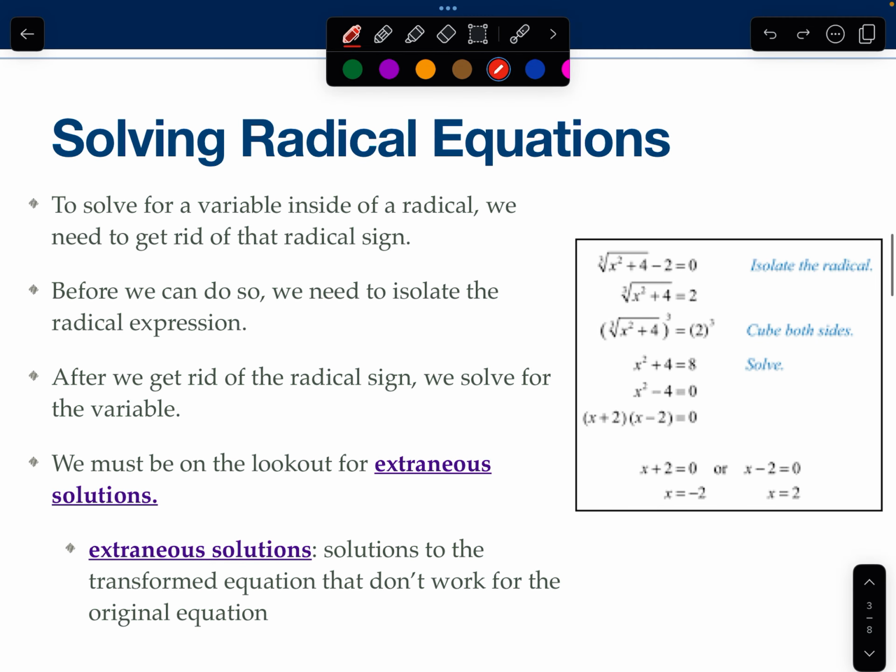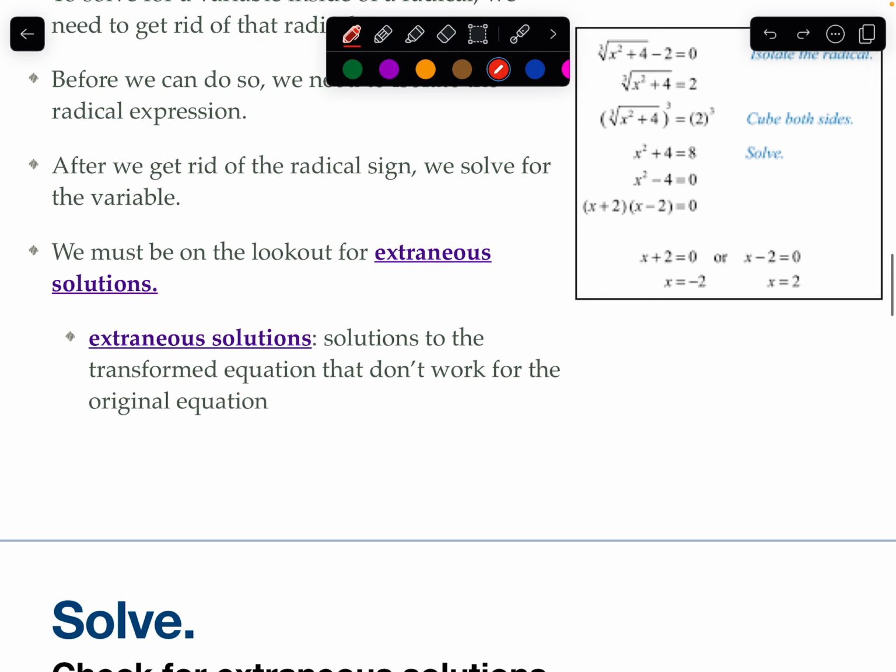Once we do cancel that radical out, we'll go ahead and solve what's left. That might be a 1 or 2 step linear equation. That might be a quadratic equation that needs to be factored. We'll see examples of both today. In some situations, when we square both sides to cancel out a square root, we create some extra solutions that don't work in the original, and those are called extraneous solutions. So we'll keep an eye out for those today as well.